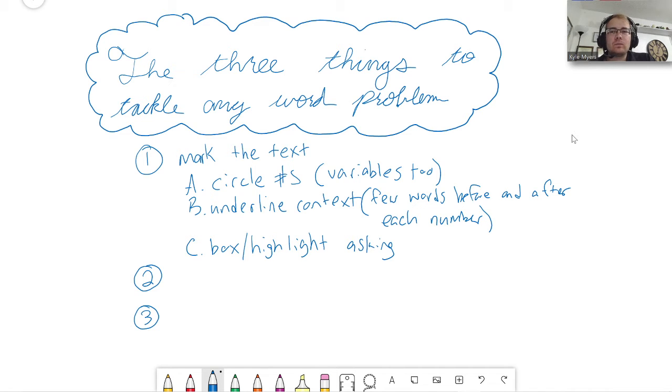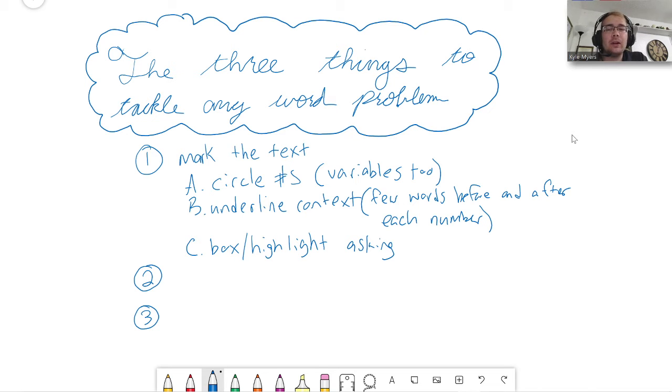Mark the text. This is really, really helpful, especially on very wordy word problems where they like to give you all this context and you're like, I don't care that Sally went to the store. Just tell me how many things she bought and I'll figure out the total with tax on it or something. I don't know. So marking the text is super helpful.